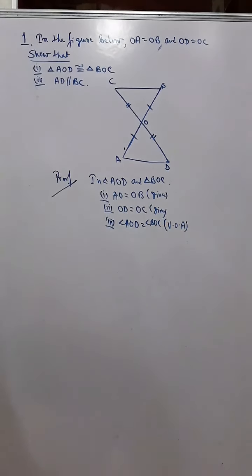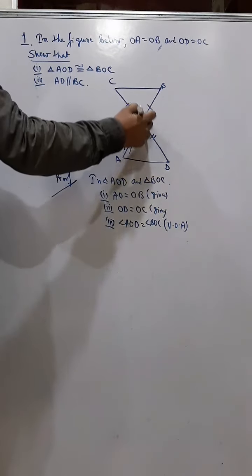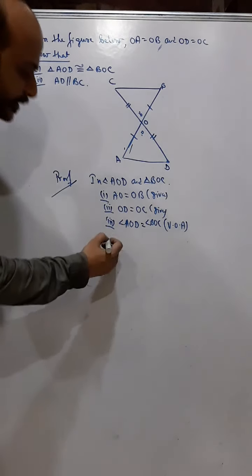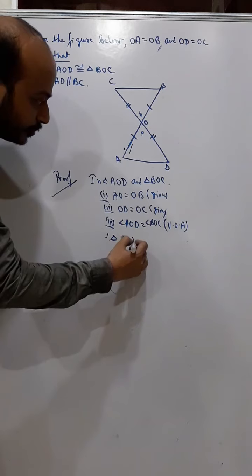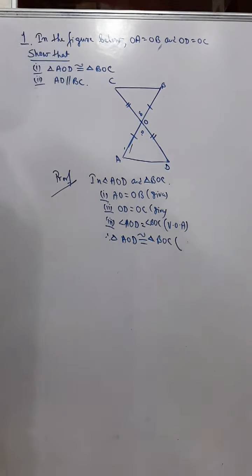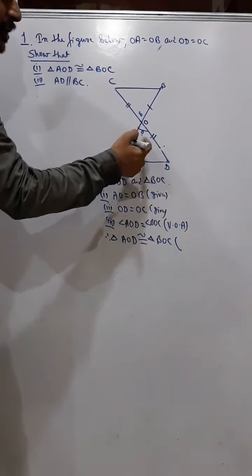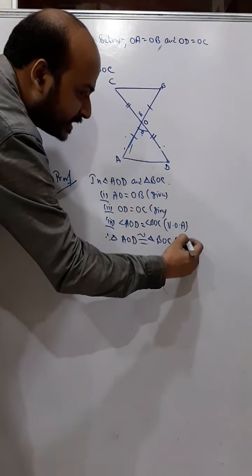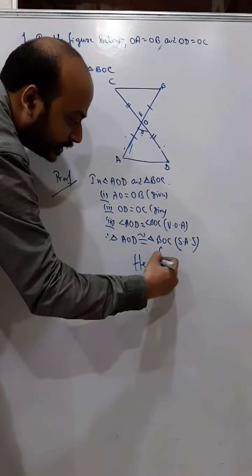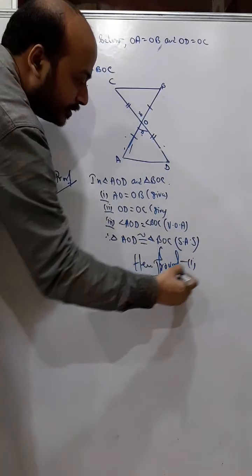So you know that these two angles will be equal, as they are vertically opposite angles. So therefore we can say that triangle AOD is congruent to triangle BOC. And what is my criteria? Side angle side. Understand? Two sides and one included angle in both. So we say it is SAS and then we write hence proved. So the first one, number 1, is proved.